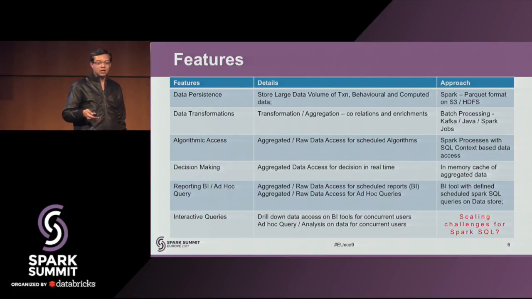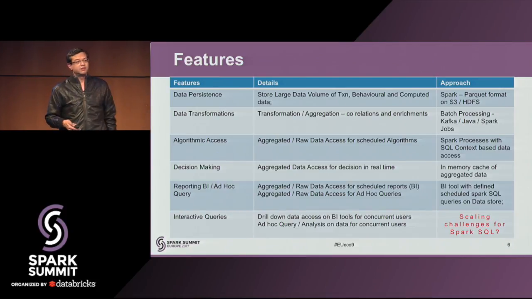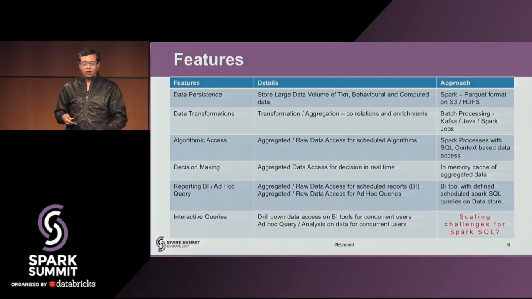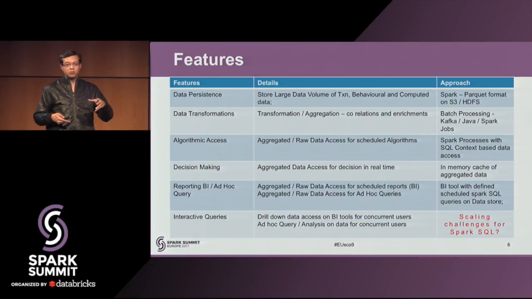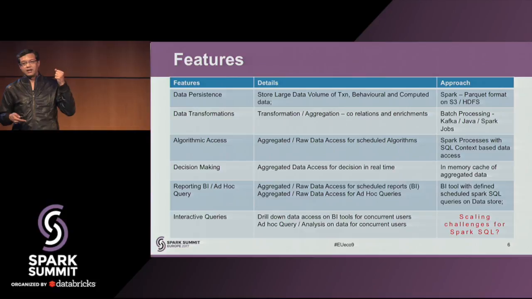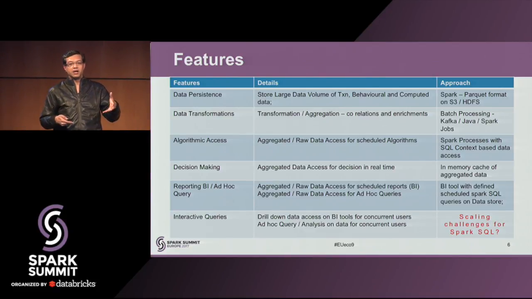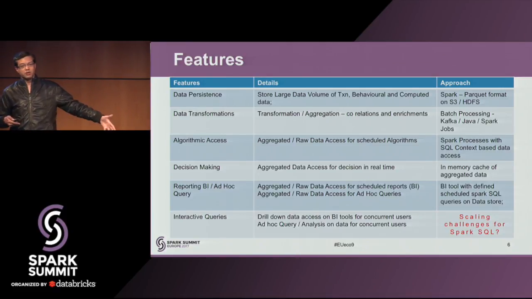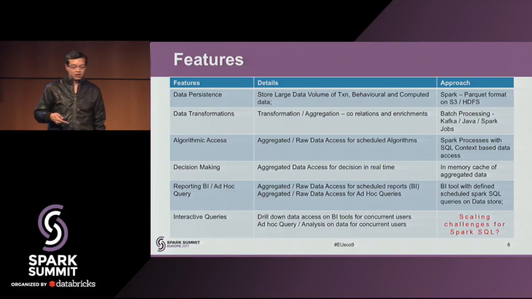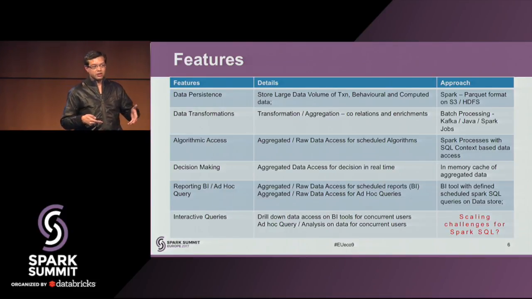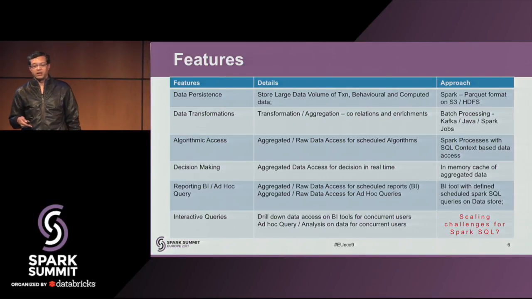Algorithmic access: once the data is persisted on HDFS and S3, we provided a dedicated queue for someone to submit a job with a data access layer. In that data access layer, we overrode the SQL context part. So we were able to provide them the data they were looking for from the underlying persistence, because the underlying storage structure was our own, with the folder structure and hierarchy that we were maintaining on our end.